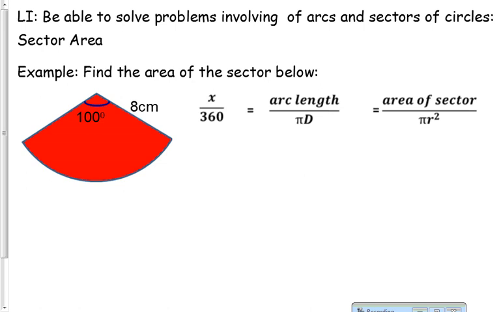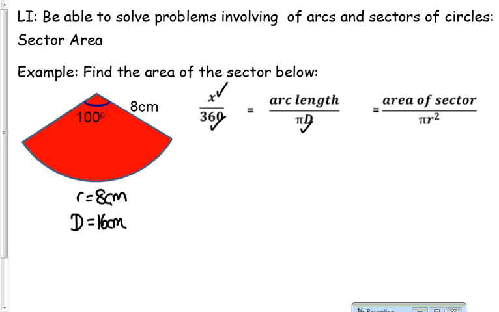So again, my radius is 8 centimeters, which means that my diameter is 16 centimeters. I'll write that down. So x is my angle. We know that that is 100 degrees, so I know x. 360 is 360, so we know that. Arc length I am not interested in. I can calculate the circumference if I wish. Okay, so I will give that a tick.